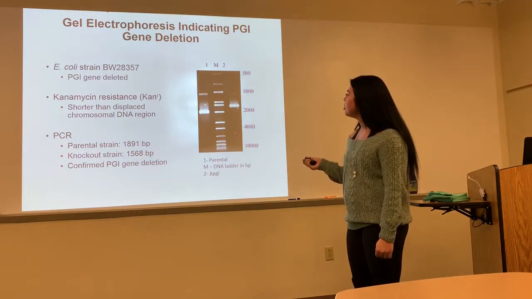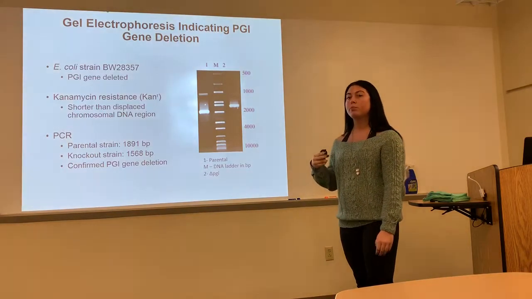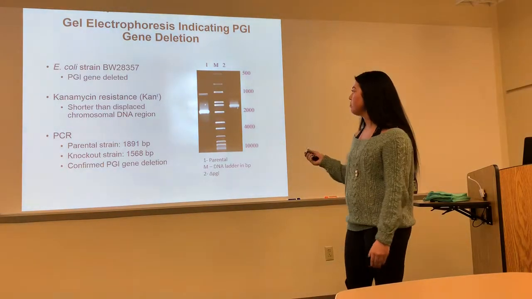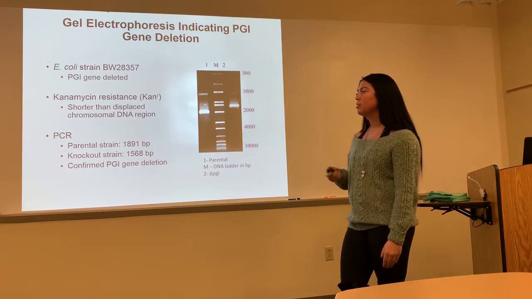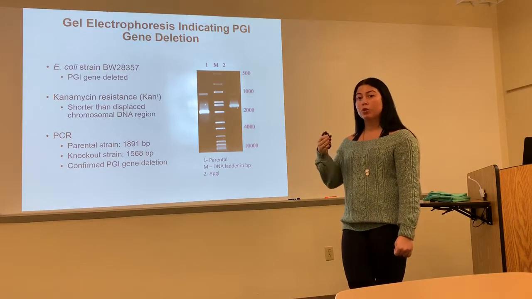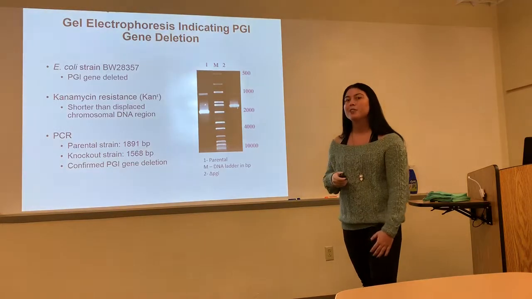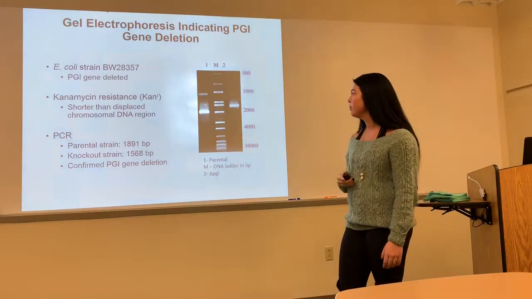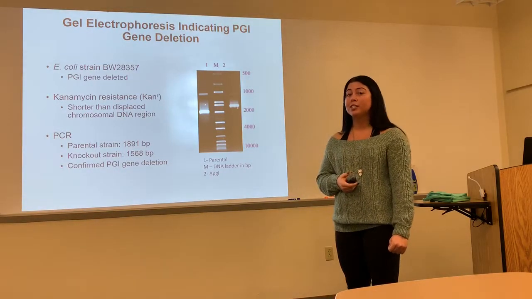For 2, which is on the right side here, that is your strain where the PGI was deleted. So they refer to this as the knockout, and that was about 1,568 base pairs. So that was shorter than the one with the PGI gene, which did indicate that the PGI gene was deleted. And this thus confirmed the PGI gene deletion.